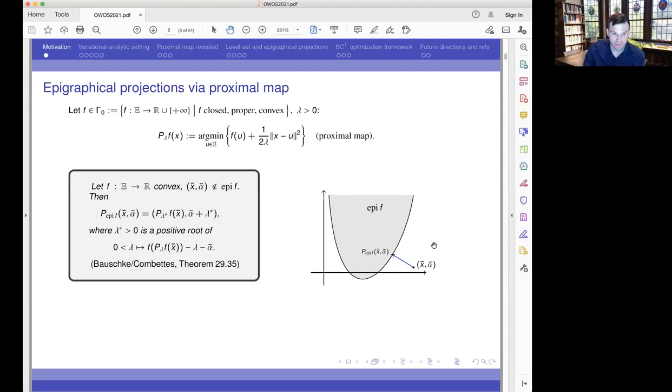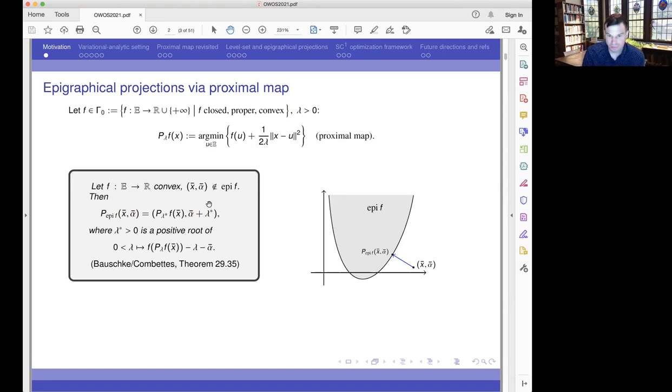Then you can do that by solving an equation, which is an equation in essentially the prox parameter lambda. You solve that scalar equation, and you can plug it back into this expression here of the proximal operator, and then you obtain the projection onto the epigraph.